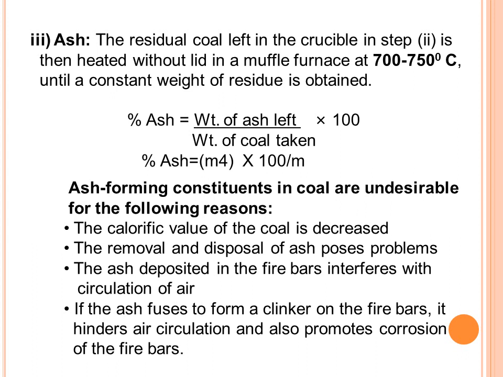Why are we determining that ash? Because it is inorganic matter, it will remain as it is and decrease the calorific value. That is one reason. The second reason is that ash disposal is problematic. And ash deposited in the fire bars interferes with the circulation of air. It also forms clinker on the fire bars, which hinders air circulation. So better quality of coal means a lesser quantity of ash. Better quality of coal means lesser percentage of moisture, lesser percentage of volatile matter, and lesser percentage of ash.